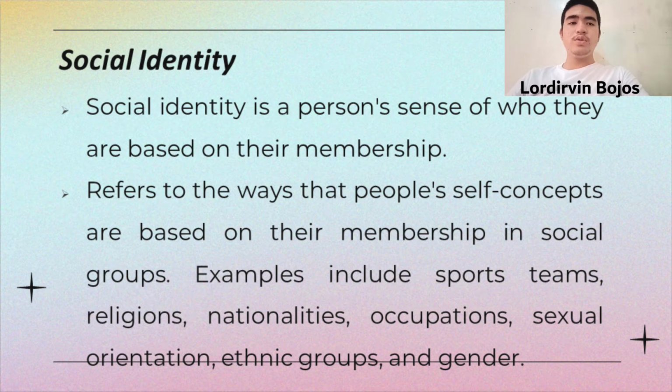Social identity theory, introduced by psychologists Henry Tajfel and John Turner in the 1970s, describes the cognitive process related to social identity and how social identity impacts intergroup behavior. Generally, individuals wish to maintain a positive social identity by maintaining their group's favorable social standing over other relevant groups. Thus, social identity refers to the ways that people's self-concept is based on their membership in social groups. Examples include sports teams, religions, nationalities, occupations, sexual orientation, ethnic groups, and gender.